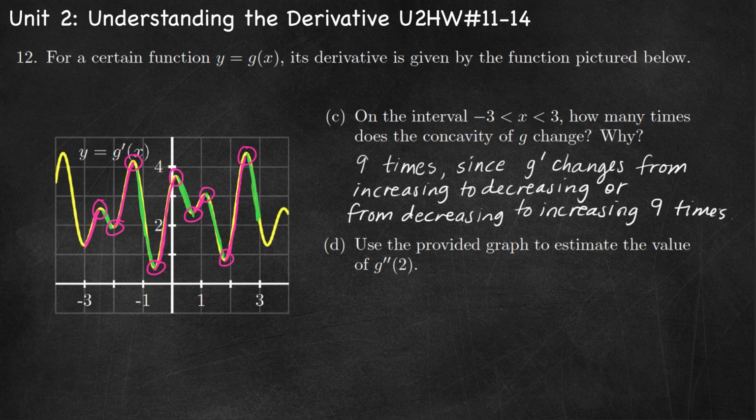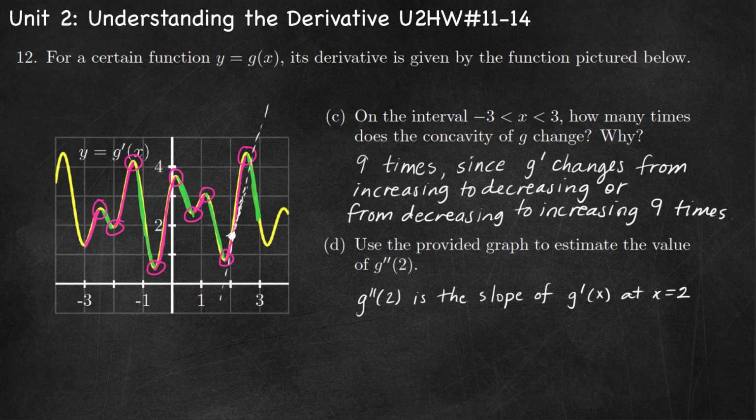Part D, use the provided graph to estimate the value of g double prime of 2. Well, g double prime of 2 is the slope of g prime of x at x equals 2. So when x is 2, we're at this point right here on our graph, and we want to estimate the slope of g prime at this point. So if I draw a tangent line, it's about like that, and then we'll just estimate the slope.